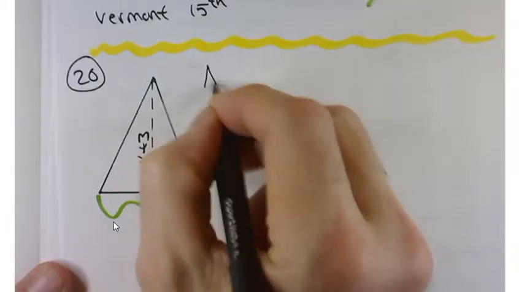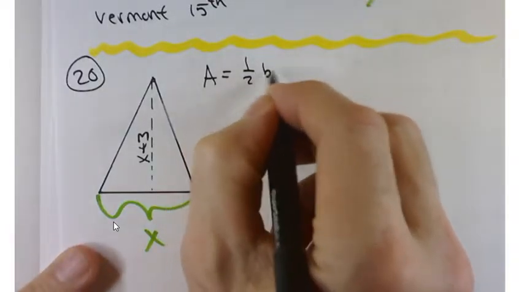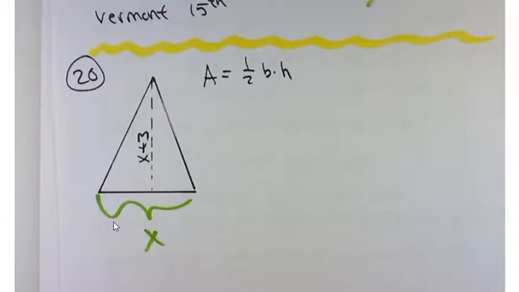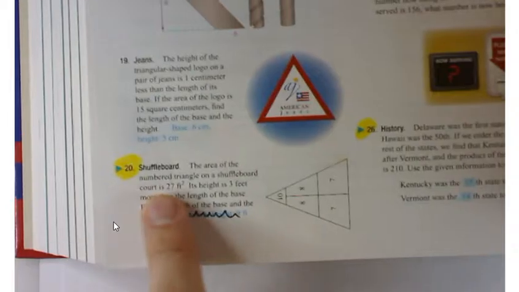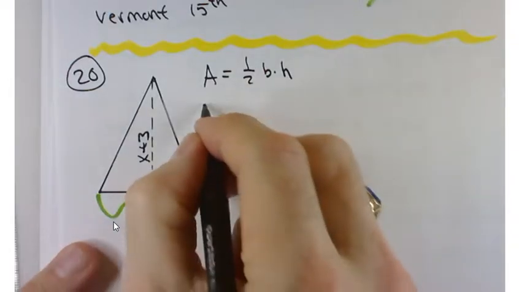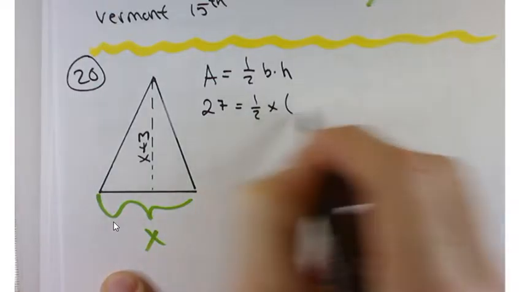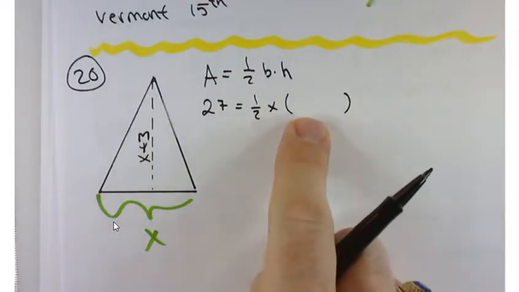The formula for the area of a triangle. Does anyone know what that is? Good. 1/2 base times height. Let's see what we can fill this in with. See if we can get anything helpful out of all this. So the problem itself tells us that the area of this thing was 27 square feet. So let's put in the 27 for A. Equals 1/2 the base, which is X. What should I put in for the height? X plus 3.